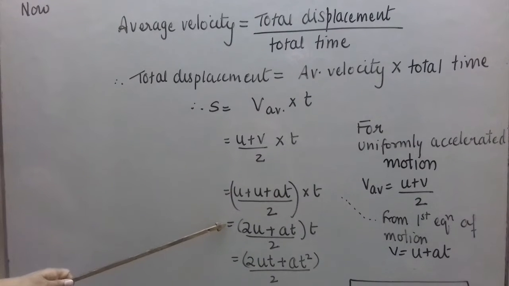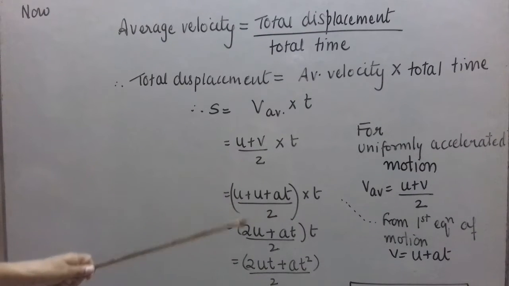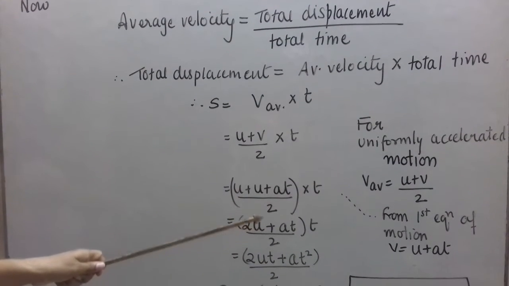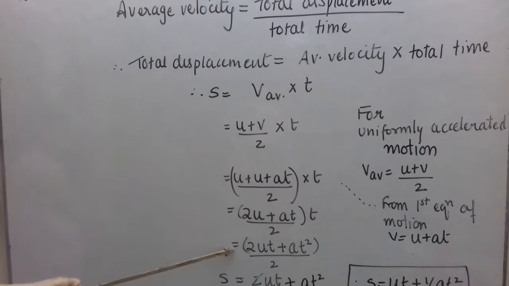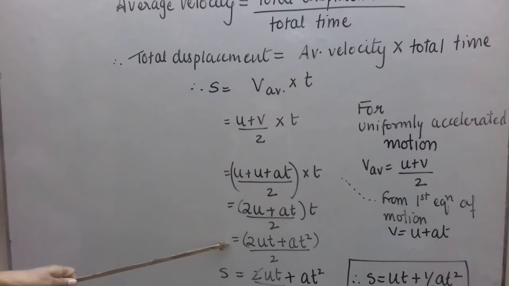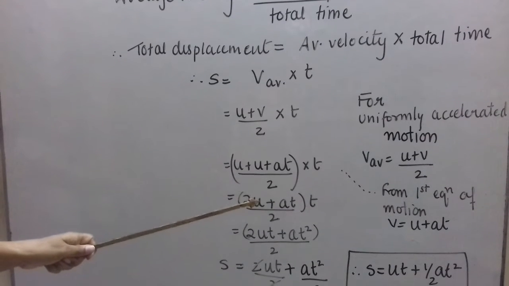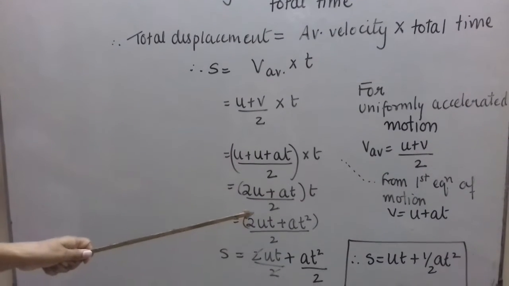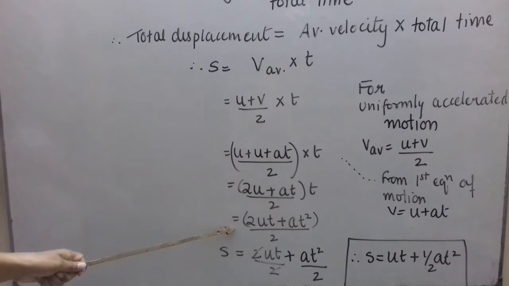Now let us simplify this. u plus u, 2u plus at, rest is same. Here what I have done, I have multiplied each term in this bracket by t. So it becomes 2ut plus at into t is at square, divided by t.